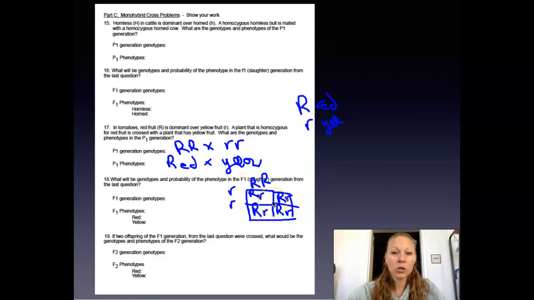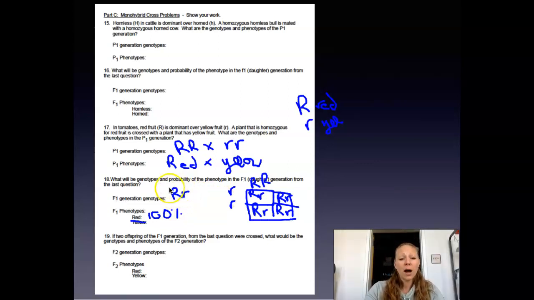So we have a 100% chance that the generation genotypes are going to be big R, little r. All of them are big R, little r. And they're all going to be, since they're capital R, they're all going to be red, so 100%. And no yellow. So this is our F1 generation. 100% of our F1 generation is going to be red with the genotypes big R, little r.